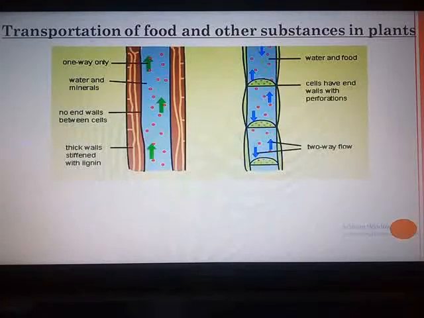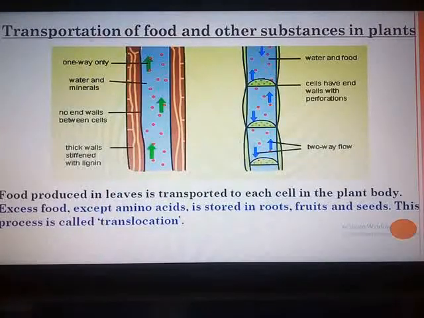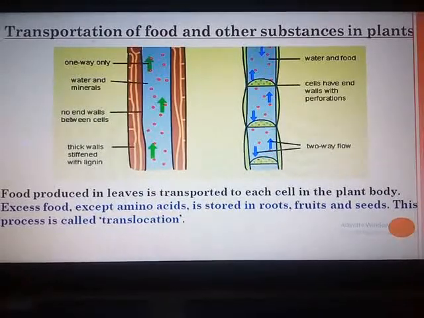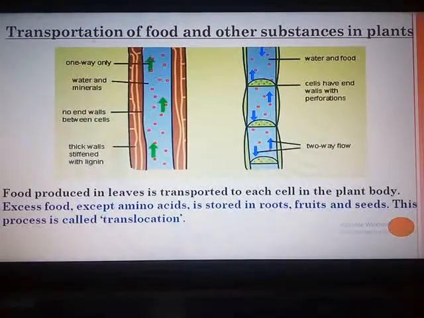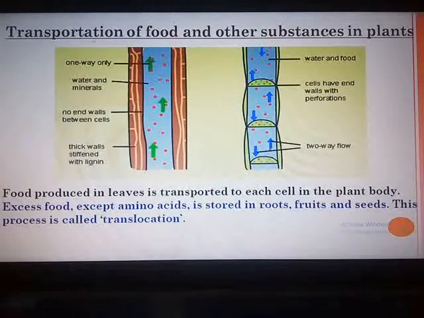Now excess food, except the amino acids, is stored in the roots, fruits and seeds, and this process is called translocation. Now the body, whether it is of human beings, animals or plants, does not manufacture food according to necessity. Always the food will be produced in excess, and that excess food which is not required is stored in the roots, fruits and seeds of the plant, which is known as translocation of materials. It is carried out in both the upward as well as the downward direction.